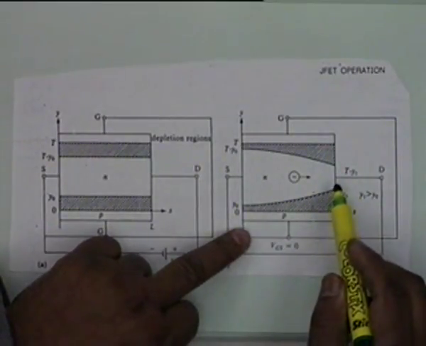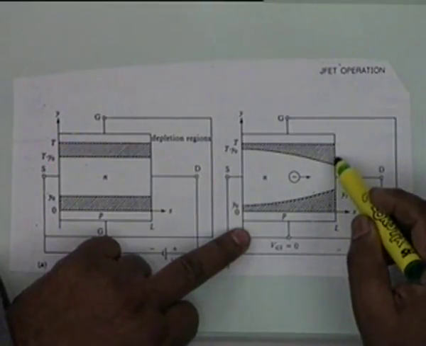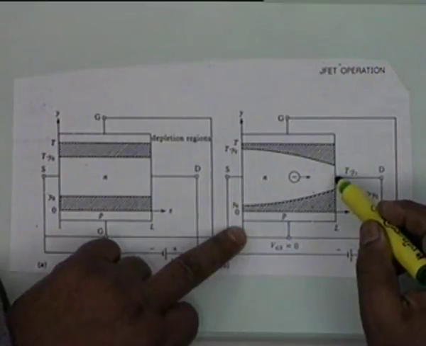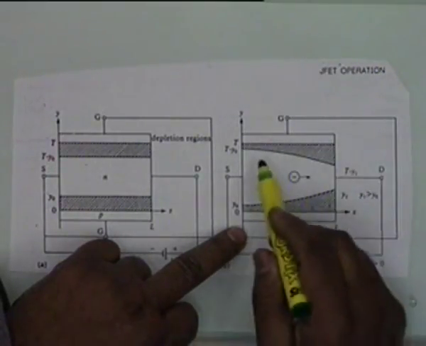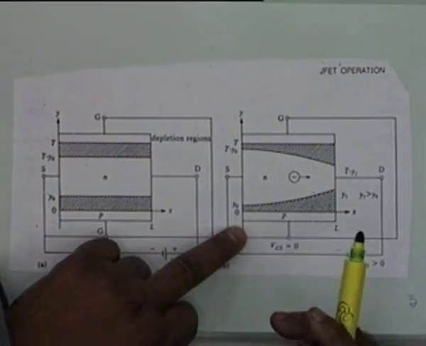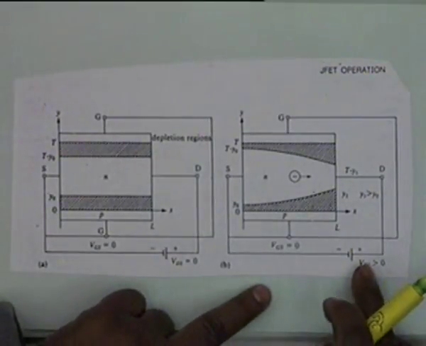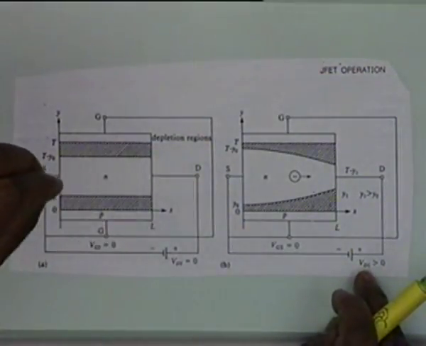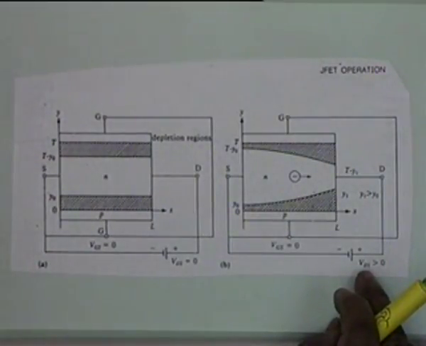The depletion region becomes curved like this. Is that clear? The depletion is highest here because the reverse bias is highest here, and it is the smallest here. Agreed? It becomes modulated like this. However, current starts flowing because of the battery. Now if you increase the battery voltage, what will happen? More current will flow.